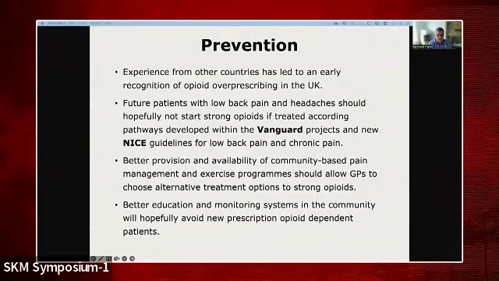But the main thing needs to be prevention. So with my experience from Australia and what has been published in the literature now, and the huge epidemic of overprescribing of opioids in the US, I think we have recognized this quite timely in the UK. Important guidelines like NICE guidelines for low back and chronic pain have been changed and it has been clearly stated that opioids are not indicated for this chronic pain management.